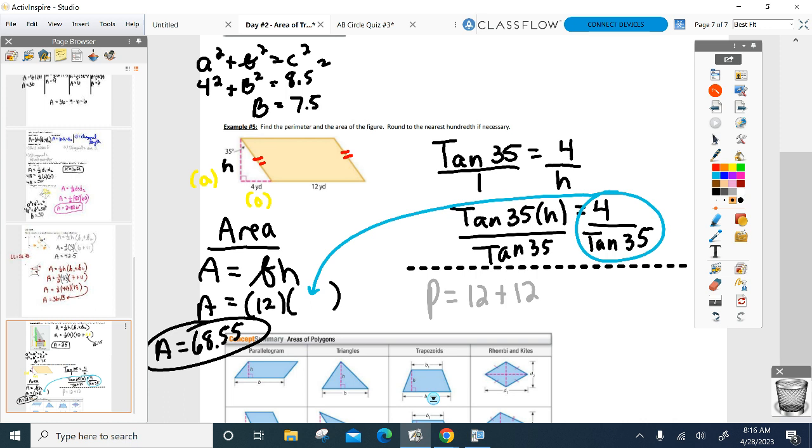So now go back. How do I find this side now? You guys have a couple options, right? You already found the height, so you could do Pythag, or you can do it with the 4 and that missing side, so opposite hypotenuse. It's up to you. You've got to find that side so you can add it to 12 and 12 again. So either use Pythag or sine or cosine, whatever you think is appropriate.